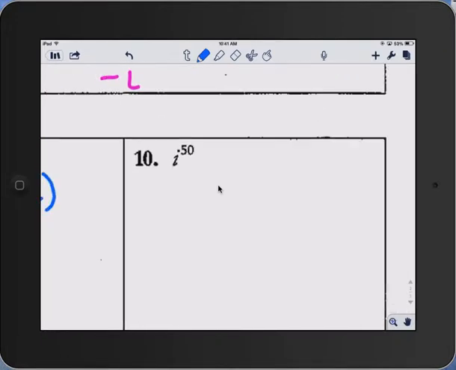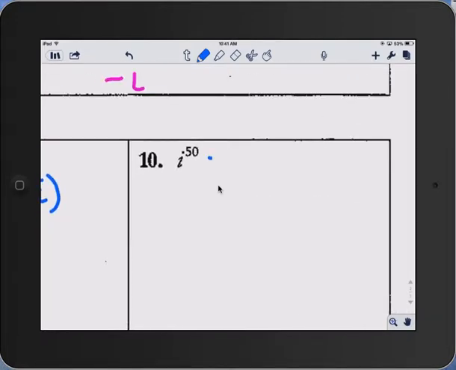And then our last one, i to the 50th. It's going to be, again, a multiple of 4. It's less than 50. The biggest one would be 48. How many are left over? i to the 2nd. i to the 48th is equal to 1. What's i squared equal to? i squared is equal to negative 1.